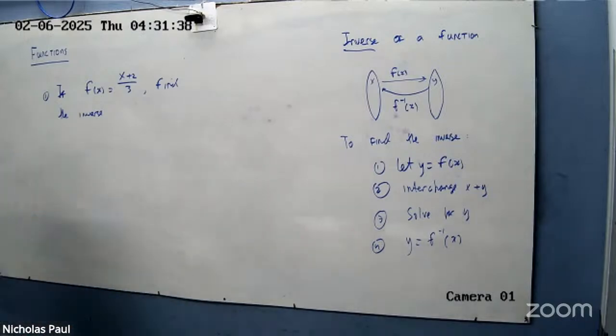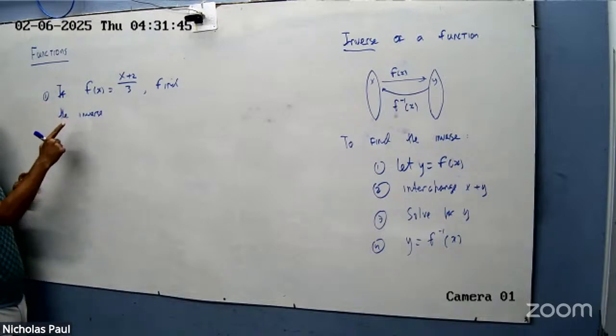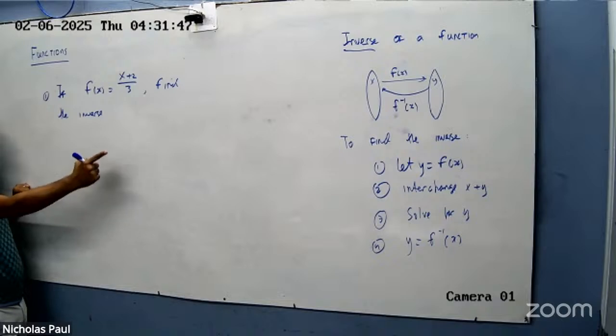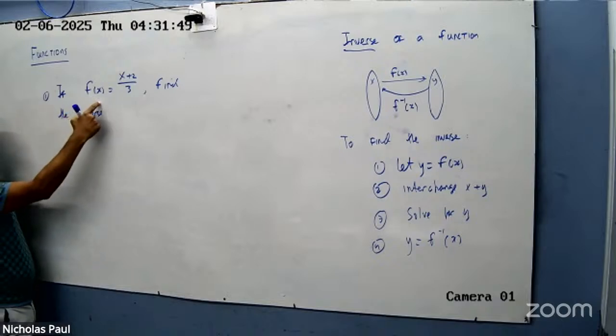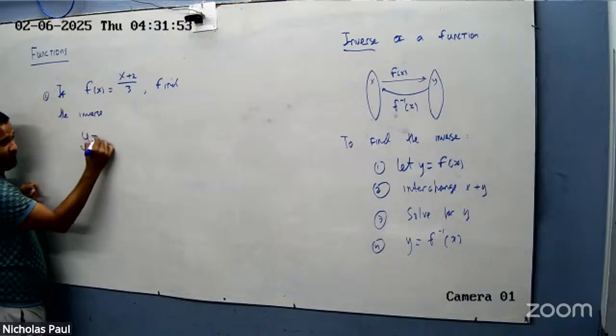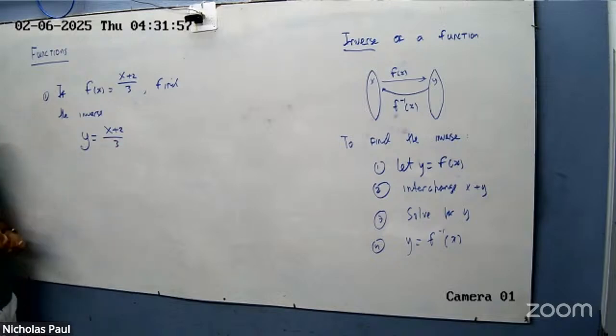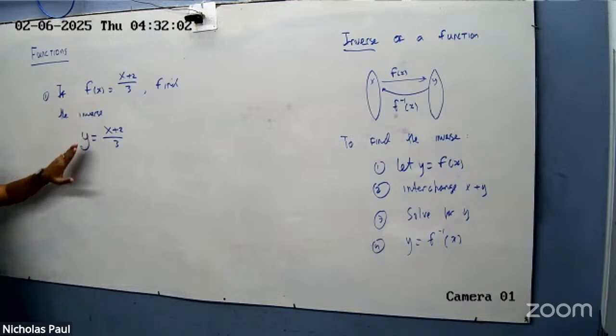All right, so watch up here. Joshua, watch here, please. We're going to find the inverse. Step one: let y equal this. So instead of writing f of x, we write y is equal to x plus 2 over 3. Whatever f of x is, let that equal y.